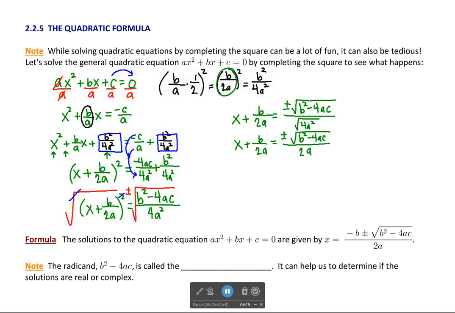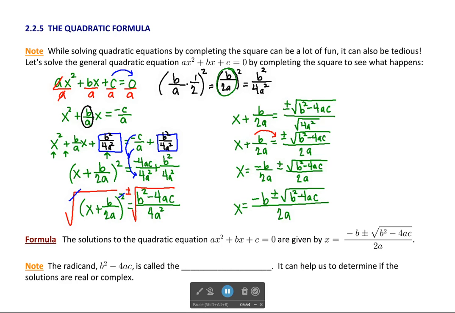Now, to finish, we'll subtract b over 2a from both sides, and we'll put it in front of that plus or minus. So we have negative b over 2a plus or minus the square root of b squared minus 4ac all over 2a. And then because those two terms have a common denominator, we might as well combine them into a single fraction. And we have negative b plus or minus the square root of b squared minus 4ac all over 2a. If you know anything about college algebra, you will recognize that is our quadratic formula.